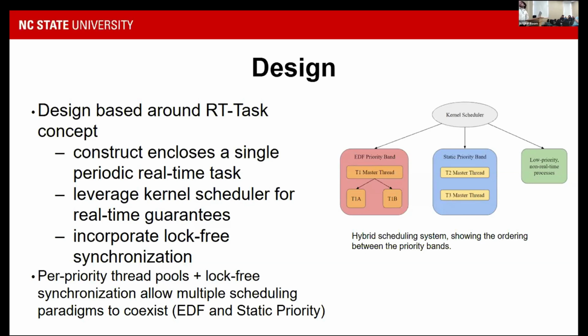There are also lower priority non-real-time processes. We're not really concerned with how those are scheduled, but they were thrown into some of our test cases for communication. The example for that might be some kind of wireless communication to download information for an autonomous vehicle.